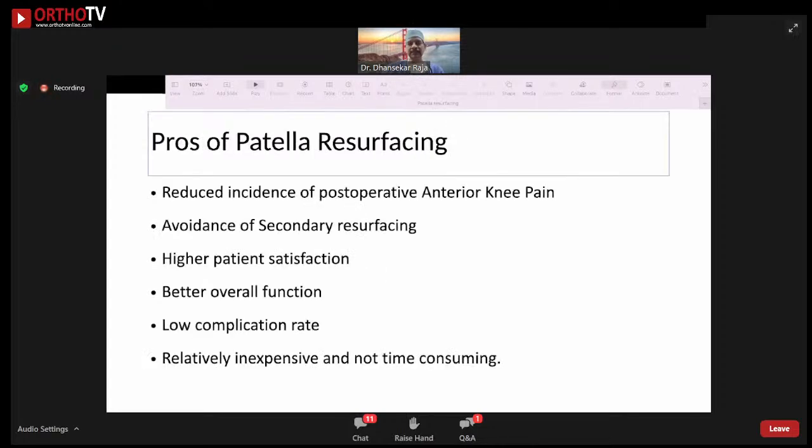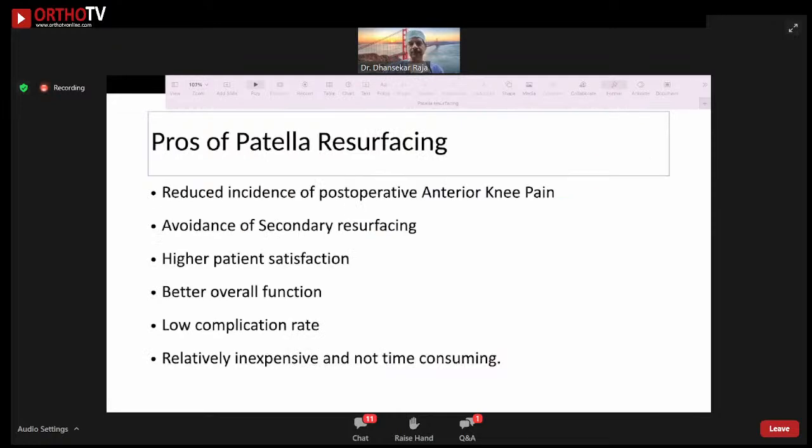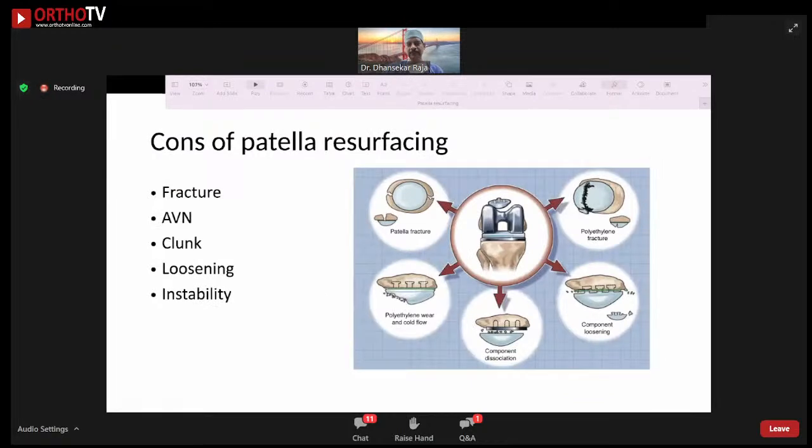So pros of patellar resurfacing: reduced incidence of postoperative anterior knee pain, avoidance of secondary resurfacing, high patient satisfaction, better overall function, low complication rate, and relatively inexpensive or not time consuming. If you have been routinely resurfacing the patella, it doesn't take much of your time, and if you do it effectively, there is a very low complication rate. So this is about the patellar resurfacing.